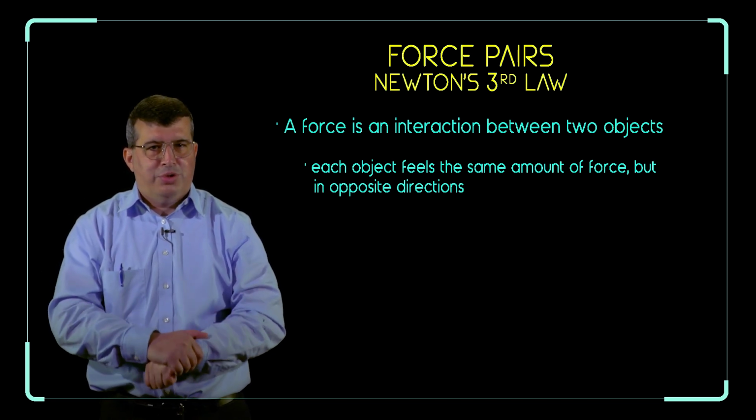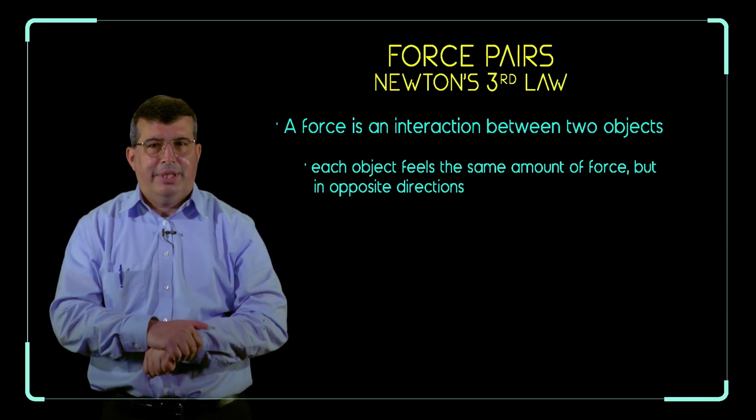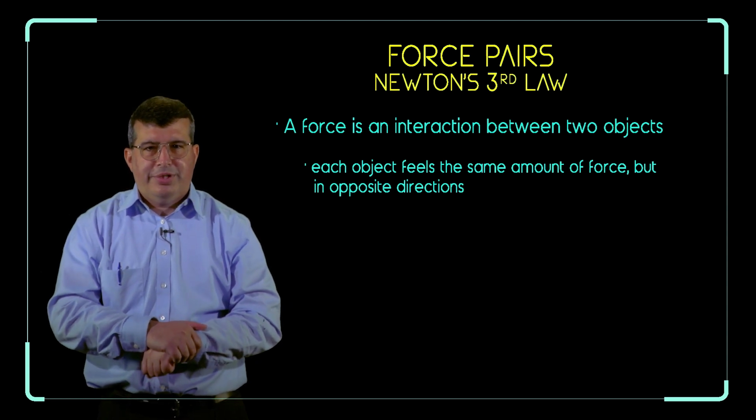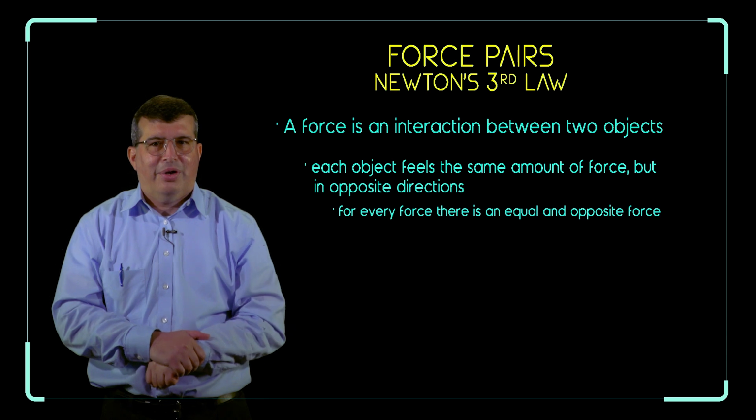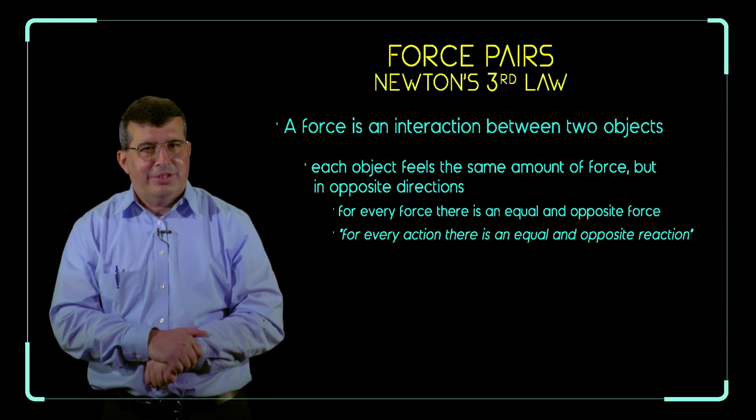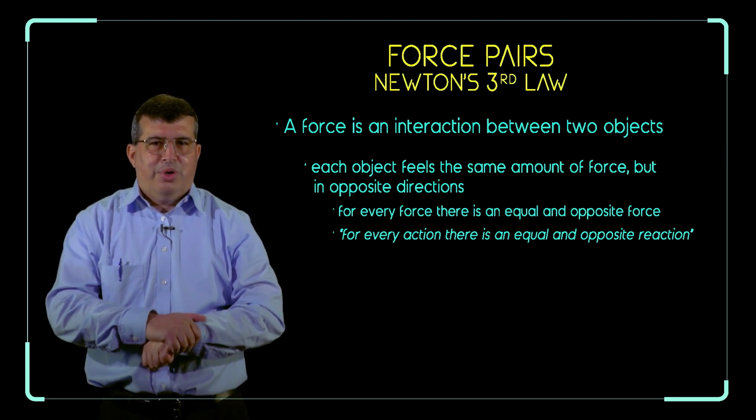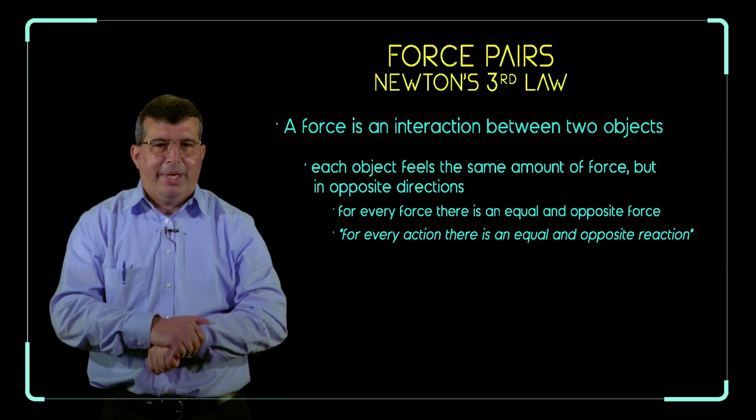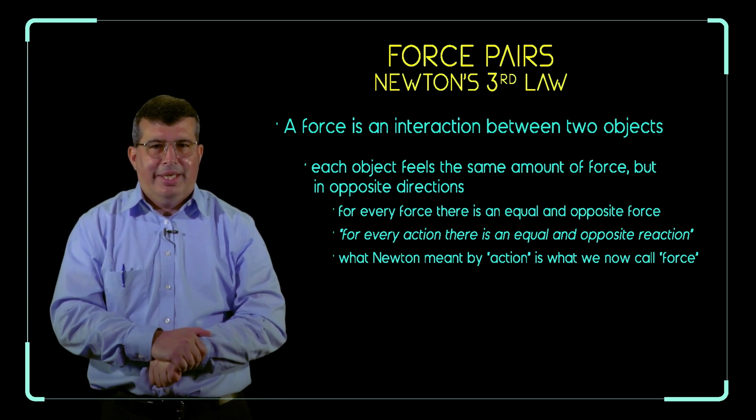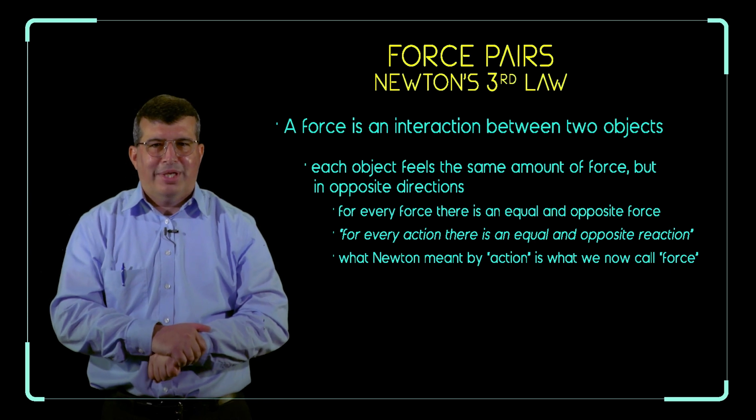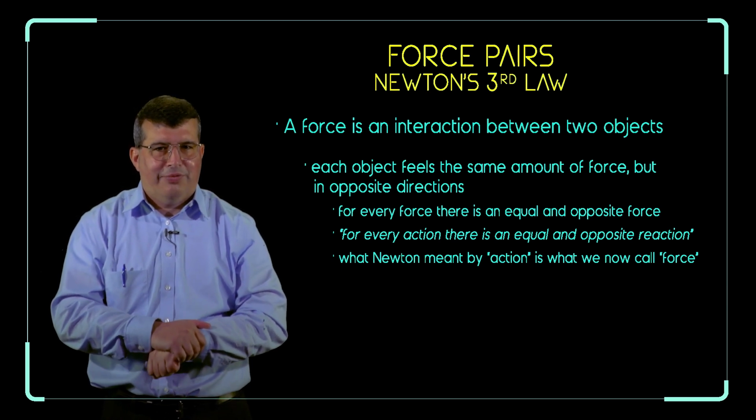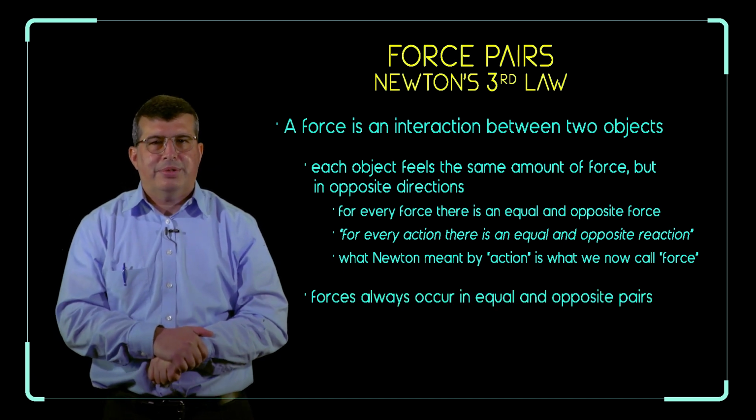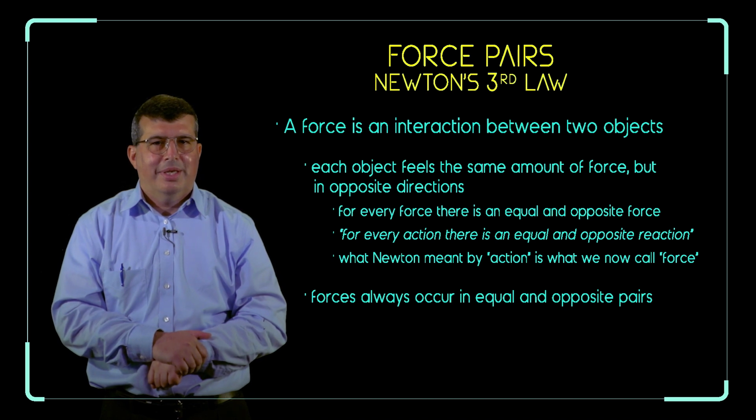For every force, you have to have two objects interacting, and each object feels the same amount of force in opposite directions. So another way of saying this is, for every force, there is an equal and opposite force. You may have learned Newton's third law as, for every action, there is an equal and opposite reaction. When Isaac Newton used the word action, he meant force. That terminology has changed in the 300 years since Newton wrote that statement. So a better way of saying Newton's third law is, for every force, there is an equal and opposite force. And what you should take away is that forces always occur in equal and opposite pairs between the objects that are interacting. Let me give you a demonstration of that.